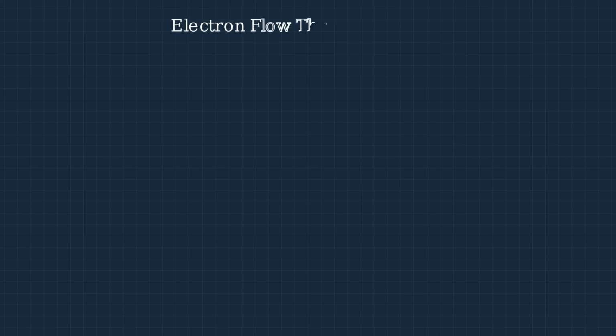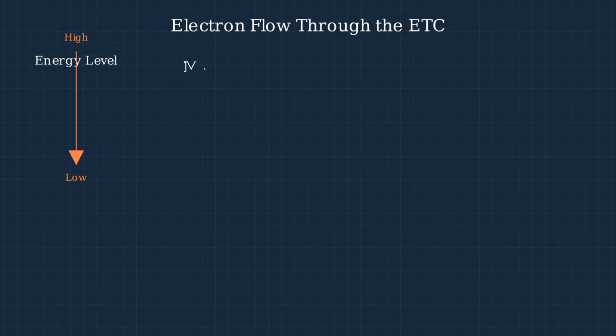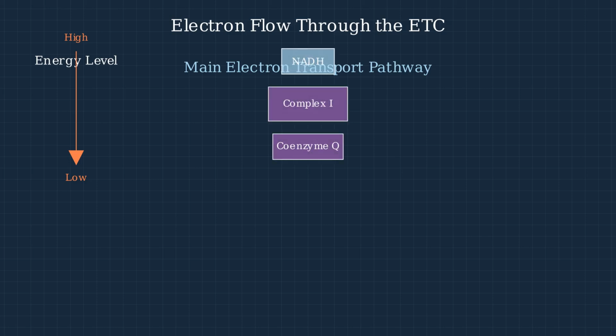The electron transport chain carries electrons from high-energy carriers to the final electron acceptor, oxygen. There are two main entry points for electrons into the ETC. The primary pathway begins with NADH. Electrons from NADH enter complex 1, which is also known as NADH dehydrogenase. The electrons then flow to coenzyme Q, a mobile electron carrier in the inner mitochondrial membrane.